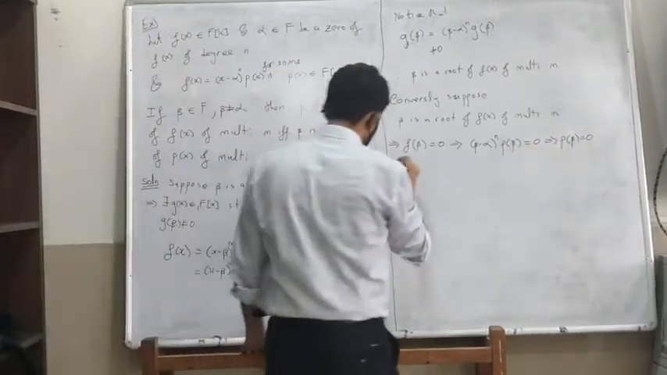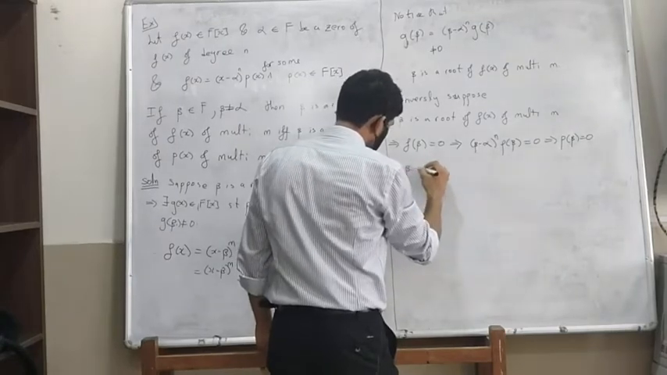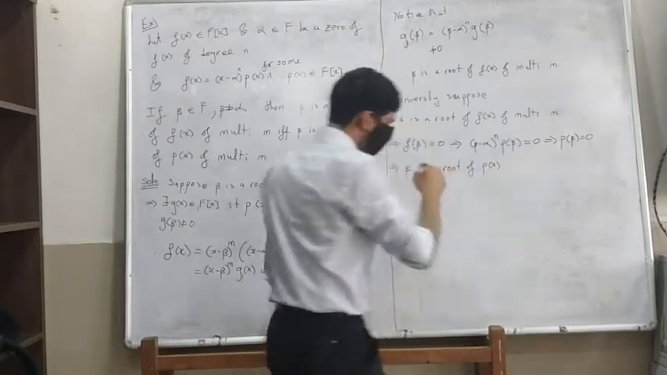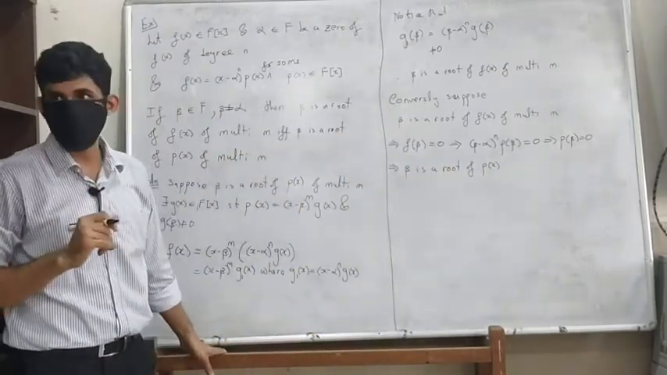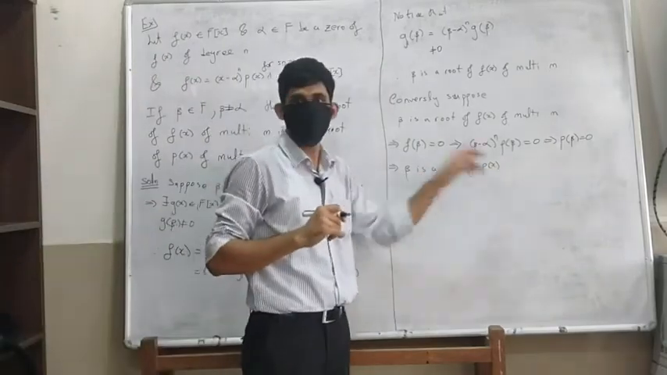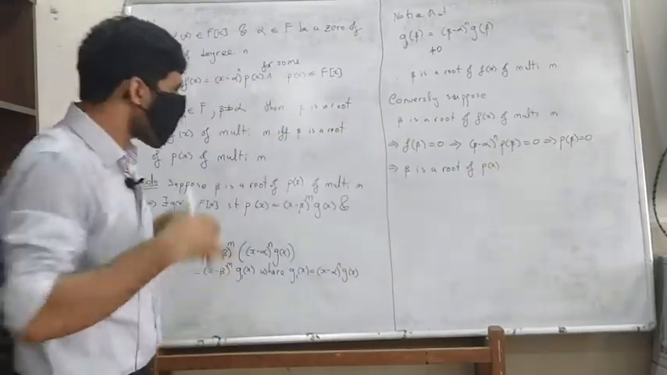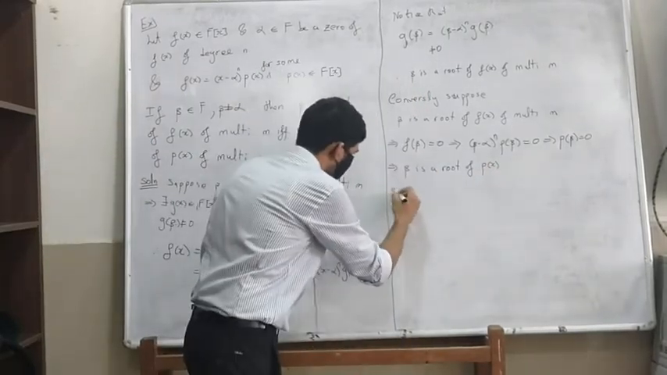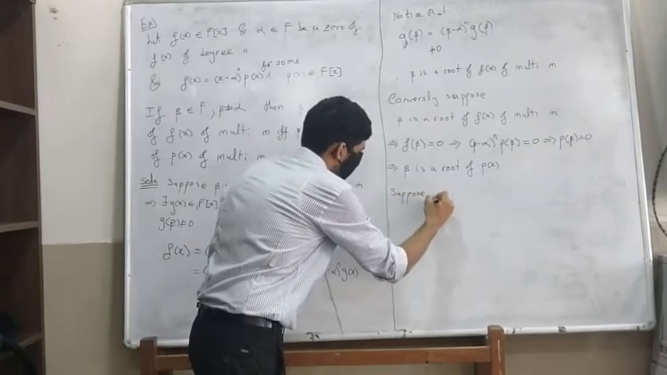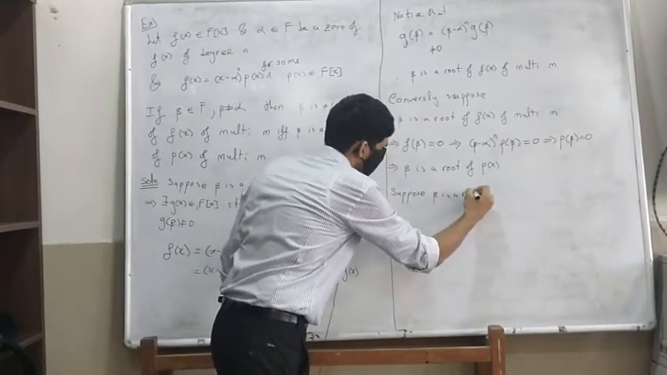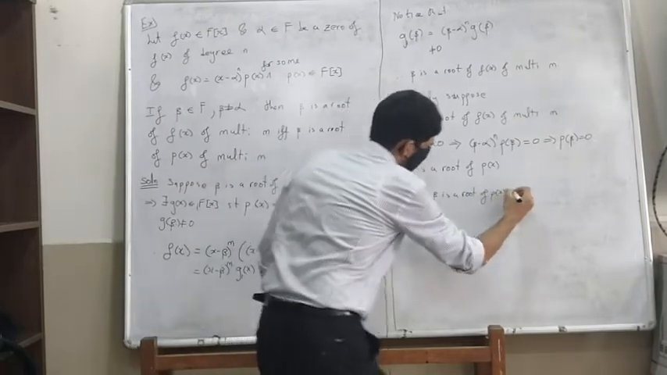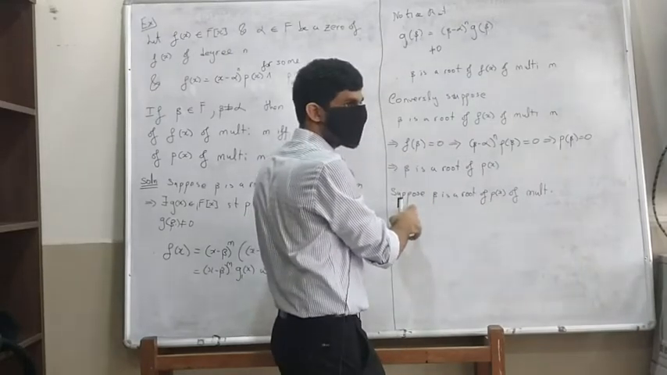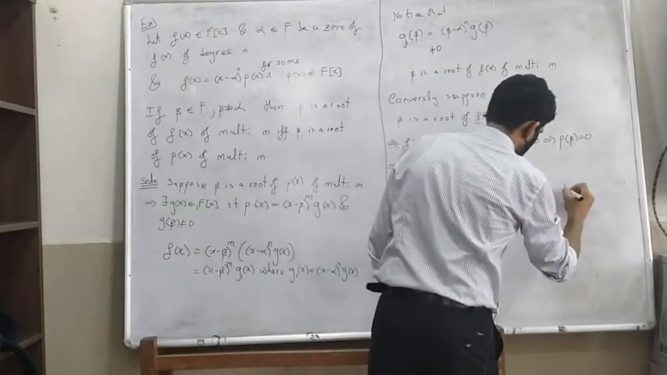Okay, so this means that beta is a root of p of x. So the multiplicity of this should be at least 1. The multiplicity of beta as a root of p of x will be at least 1. Okay, so let's say that the multiplicity is k. What will that mean? So suppose beta is a root of p of x of multiplicity k. So I know it is a root. I am saying that the multiplicity is k.